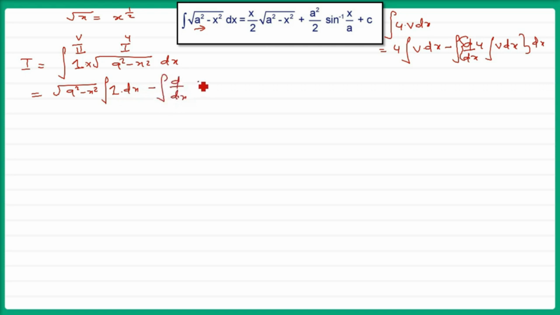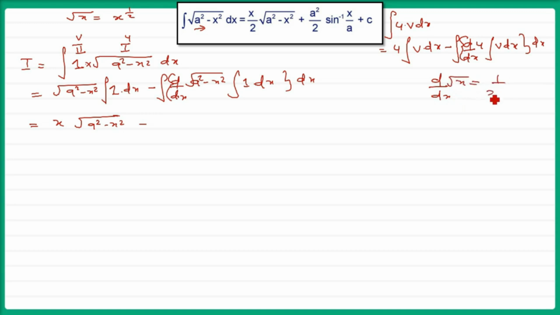the differentiation of the first function, which is under root a square minus x square, then the integration of 1 dx, and then the final multiplication of these two, differentiation and integration, and again the integration. So what do we get? 1 dot dx is x only, integration of 1 is x, and under root a square minus x square is untouched. Now this d by dx of under root a square minus x square we are going to do.